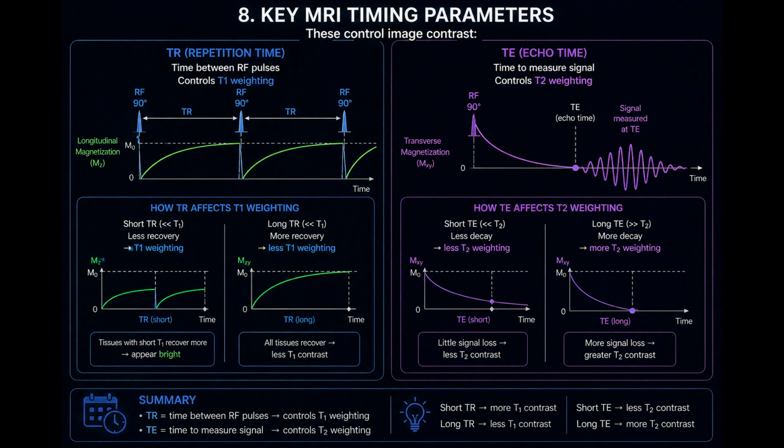These control image contrast. TR is your repetition time. It is the time between RF pulses and controls T1 weighting. What about the TE? The TE is the time to echo. It is the time to measure signal, and it controls T2 weighting. In summary, TR is the time between RF pulses and controls T1 weighting. TE is the time to measure signal and controls T2 weighting. A short TR will have more T1 contrast, and a long TR will have less T1 contrast. And a short TE will have less T2 contrast, while a long TE will have more T2 contrast.